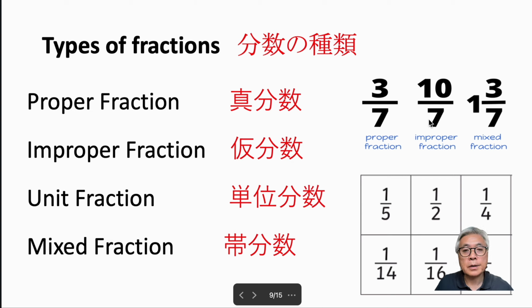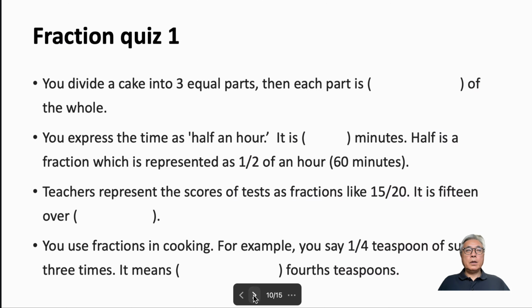Numerator is bigger than denominator, right? 仮分数, improper fraction. Unit fraction is numerator is 1, alright? 単位分数, you call it. Mixed fraction is mixed, 1 and 3 sevenths. Mixed fraction, right? Okay, but later I would like you to gradually understand these kinds of things.